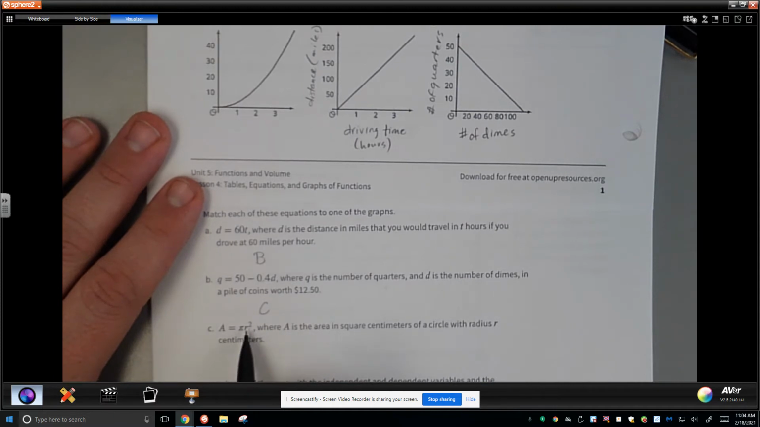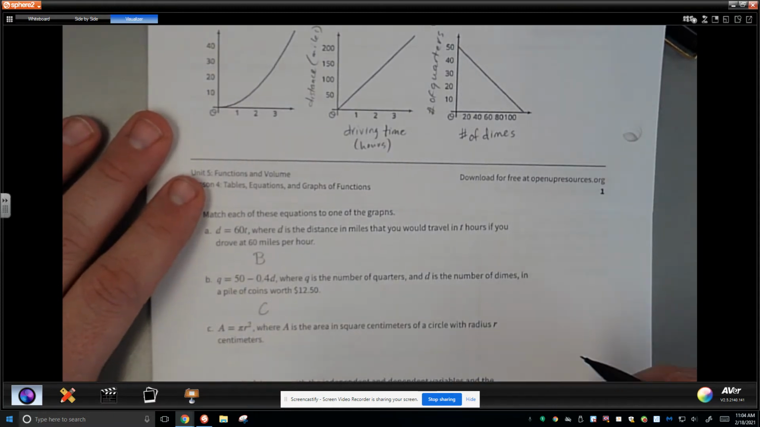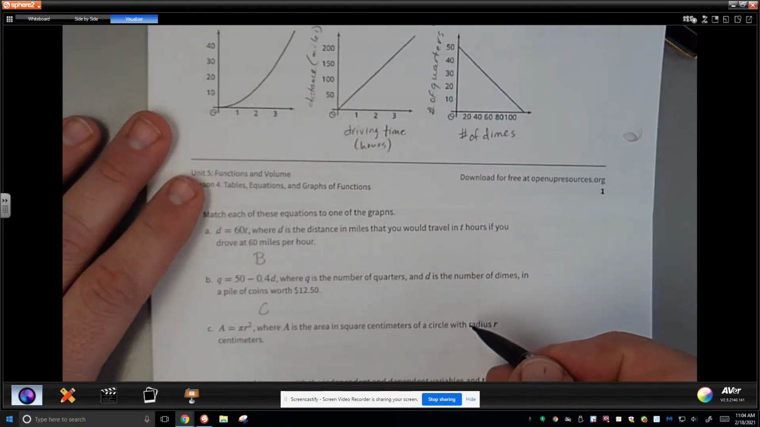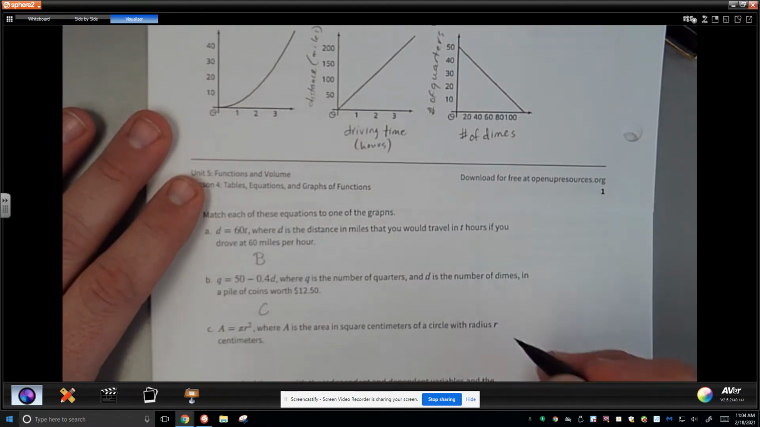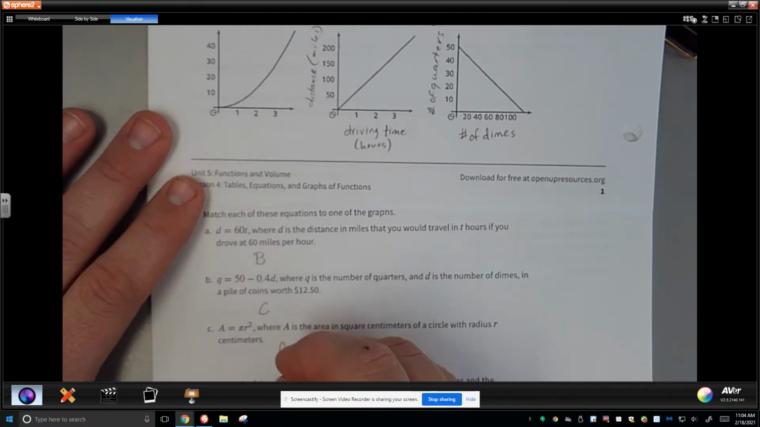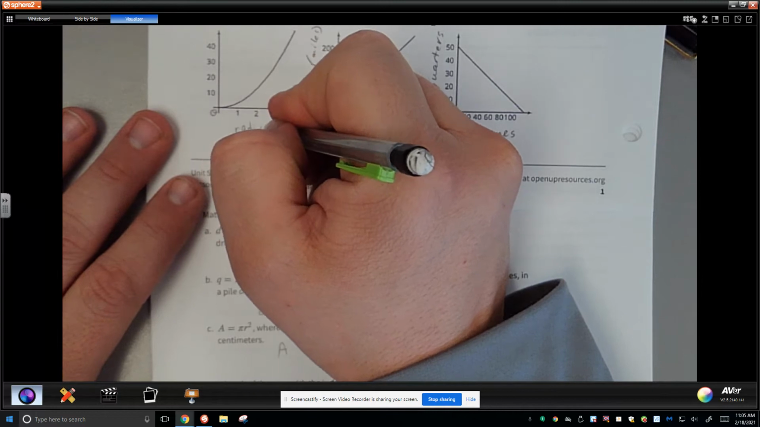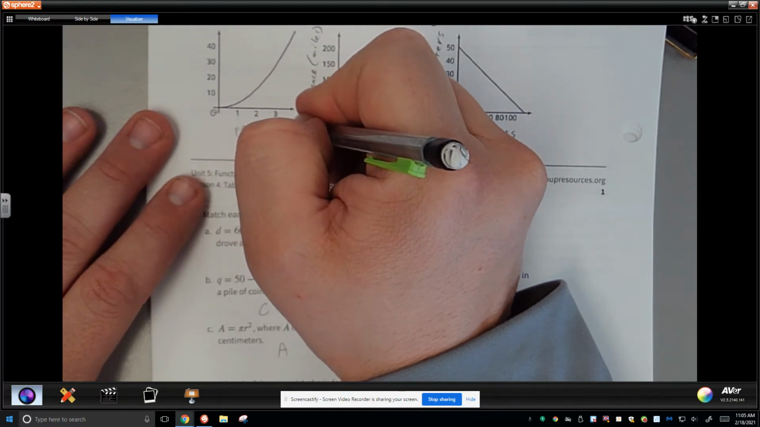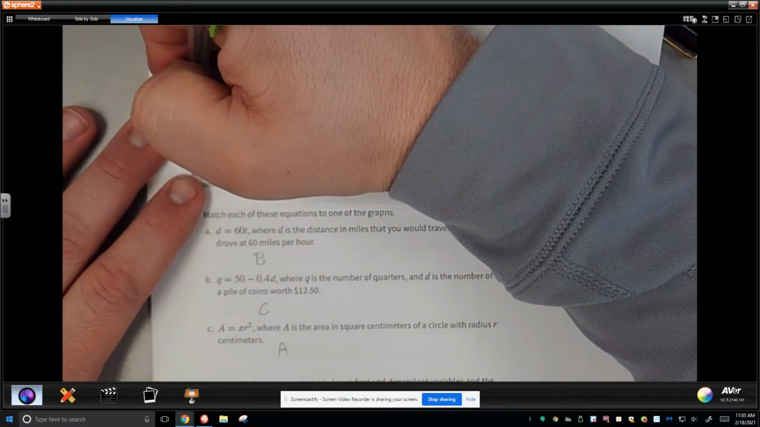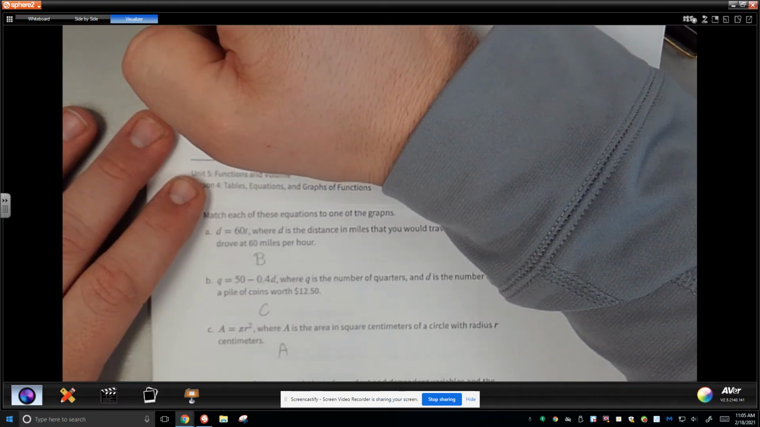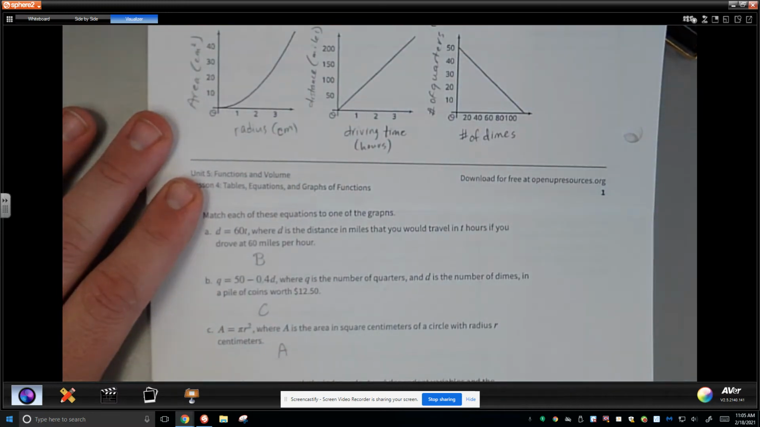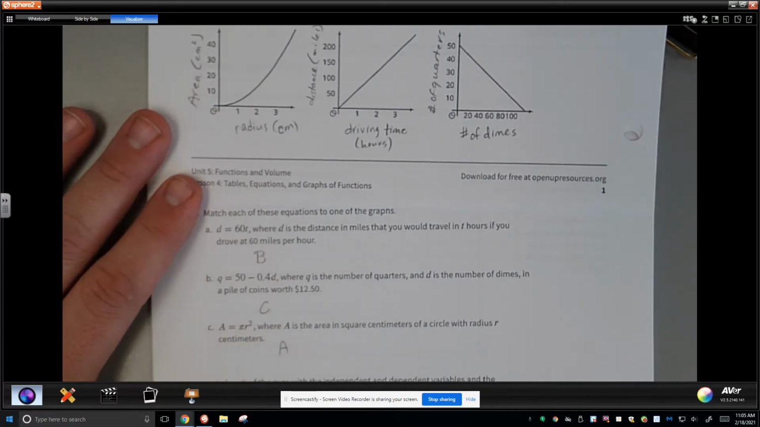That leaves us with this last one where we have an exponent. This is where we find the area in square centimeters of a circle with the radius r. This is graph A. We would say that this is the radius in centimeters. And then we would have area in centimeters squared. Okay, so I labeled each of the axes with the independent and dependent variables and the quantities that they represent.